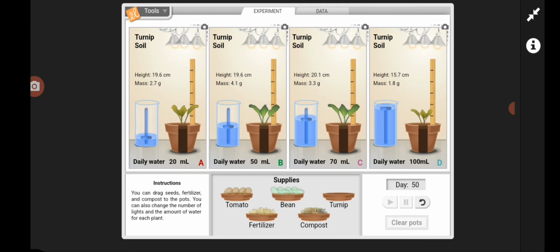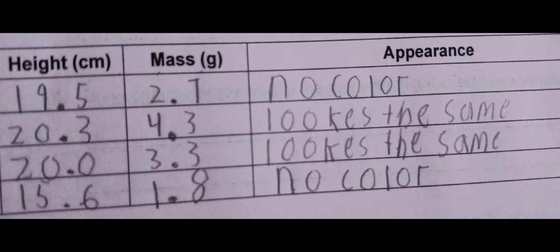That is our ending results list pasted on paper. The height for plant A is 19.5, the mass is 2.7, and the appearance is that it has no color. Plant B has a height of 20.3, a mass of 4.3, and it looks the same. Plant C has a height of 20, a mass of 3.3, and it looks the same. Plant D has the height of 15.6, a mass of 1.8, and it has no color.